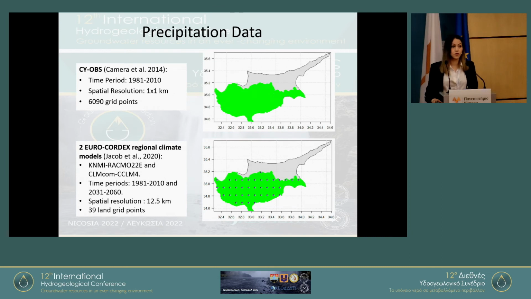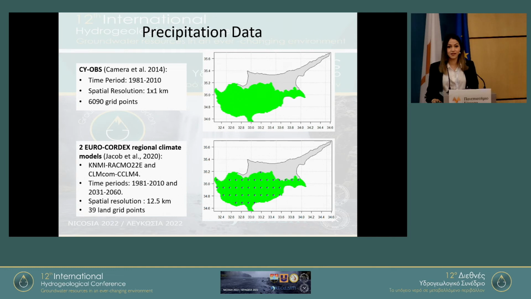The data that we use come from two sources. Firstly, we are using as a reference data set the CY observation, which is a high resolution data set derived from a dense network of stations. This data covers a time period from 1981 to 2010, and the spatial resolution was 1 kilometer. So we are talking about 6,090 grid points.